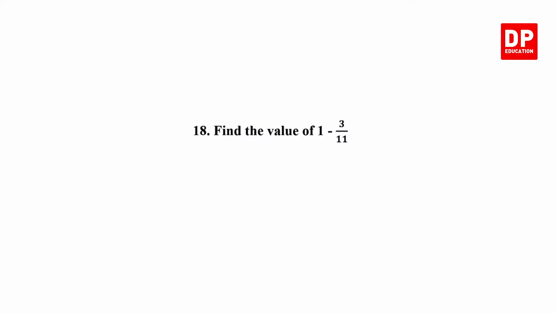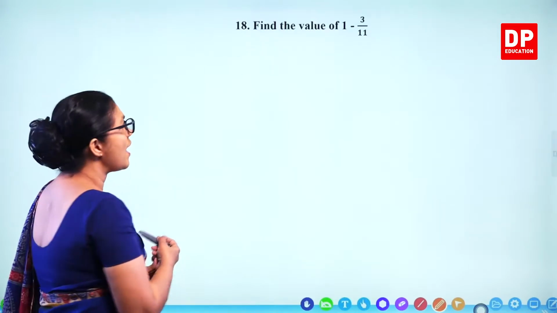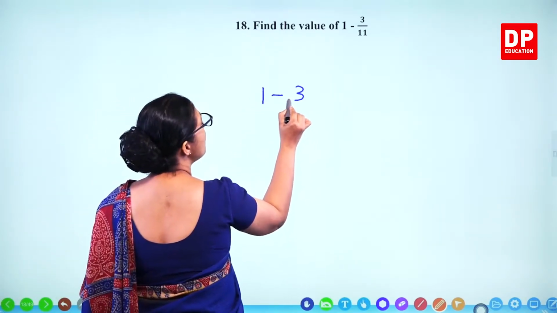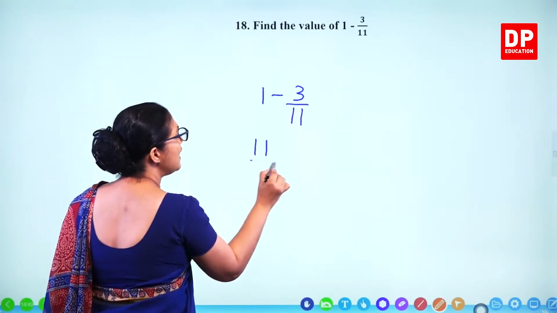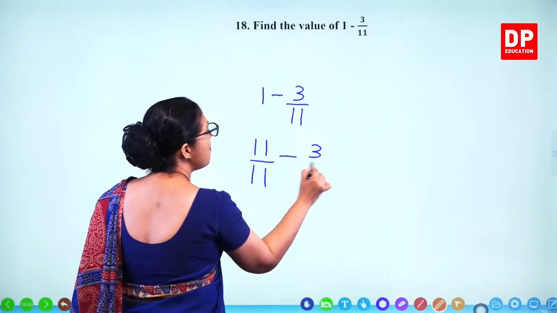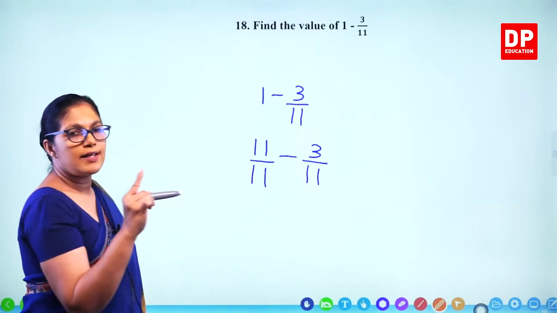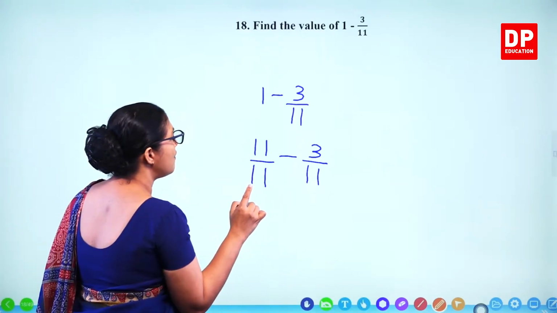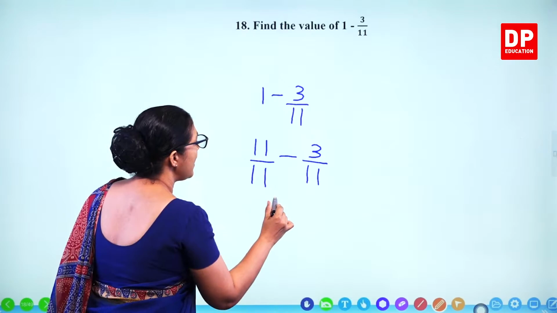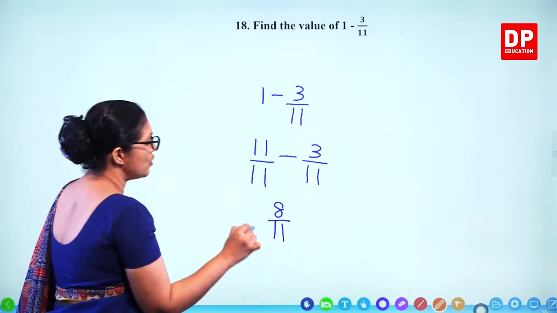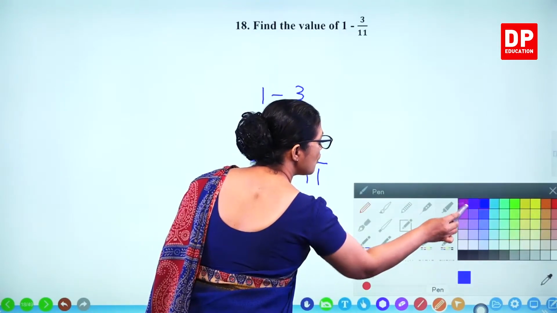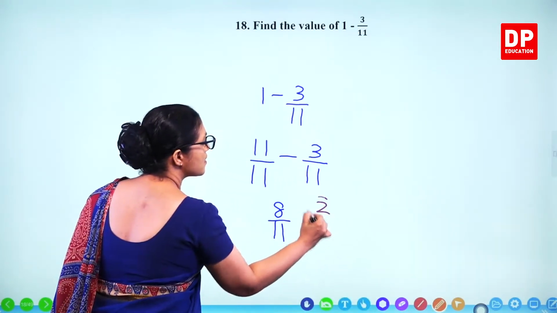Question number 18. Fraction subtraction. 1 minus 3 over 11. How can you write 1? I can write 11 over 11. Same base, I can just subtract the numerator. 11 minus 3, 8. 8 over 11. So you get 2 marks.